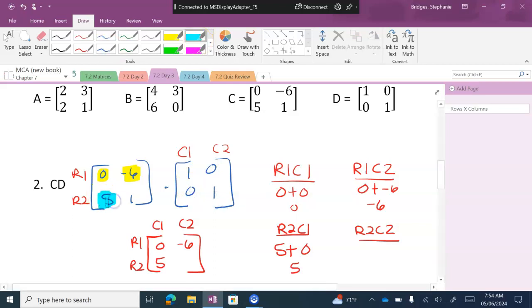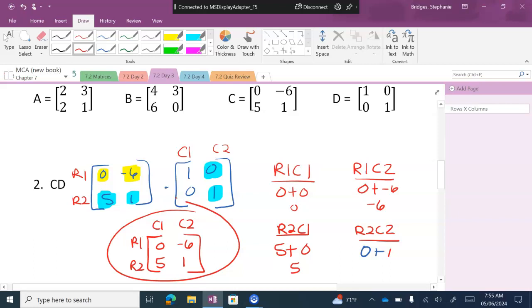So row 2, column 2, 5 times 0 is 5. And then 1 times 1 going across and down is 1, and 5 plus 1 is 6. No, I did something. 5 times 0 is not 5, is it? Let me try. I was like, that's not right. Try that one more time. 0 plus 1 is 1. Okay. So that would be my answer.